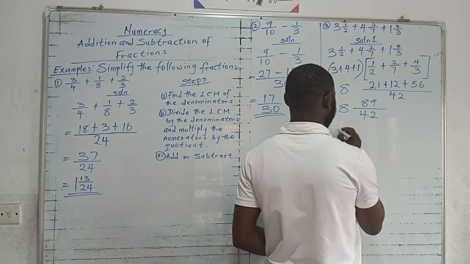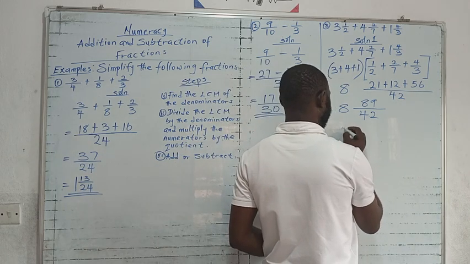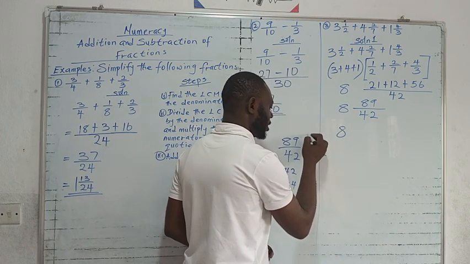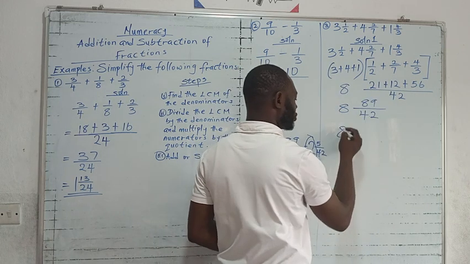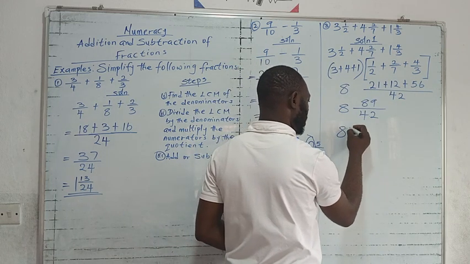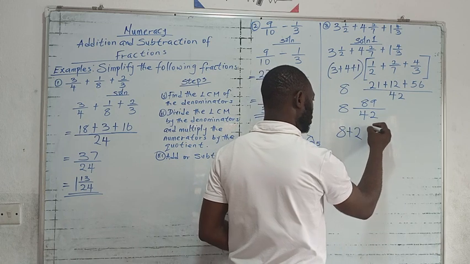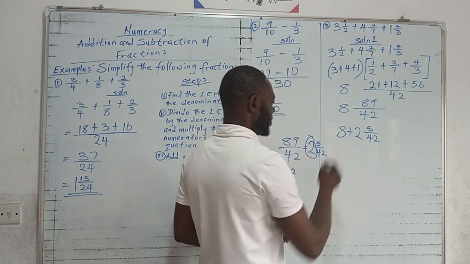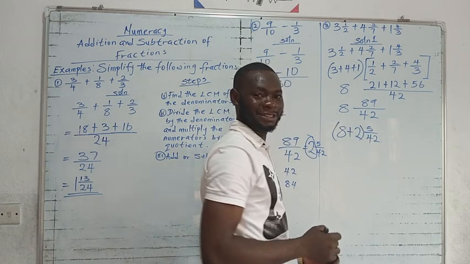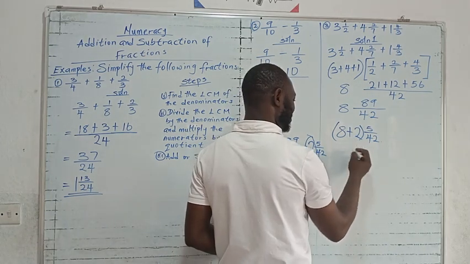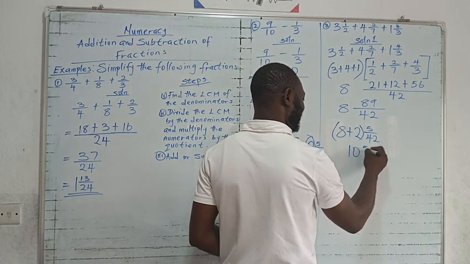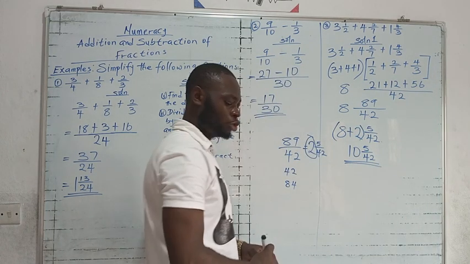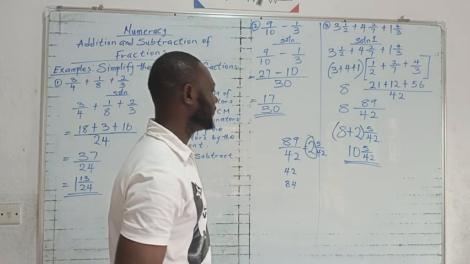So this becomes 8. Because of this 2 whole number, remember, whole numbers go to whole numbers. So this 8 will now become 8 plus 2 whole number, 5 over 42. Are you seeing it? Now, these two are whole numbers, right? 8 plus 2 is 10. 5 over 42. So our final answer is 10 whole number 5 over 42.